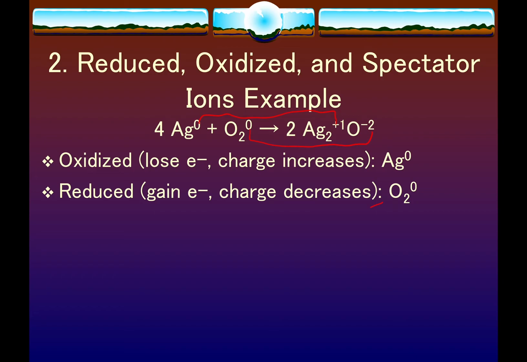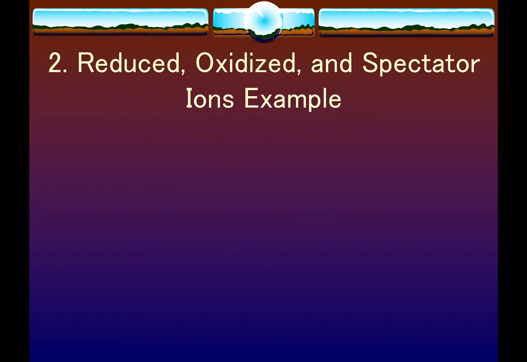Oxygen 0, as a reactant, is going to gain 2 electrons and therefore be reduced. There are no spectator ions in this particular reaction. What type of reaction is this? Well, it's got to be synthesis. We have 2 elements forming 1 compound.